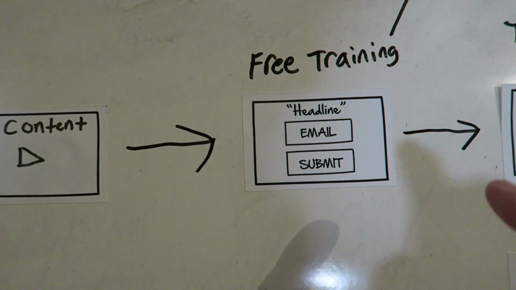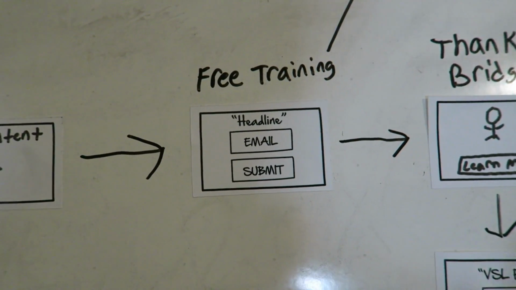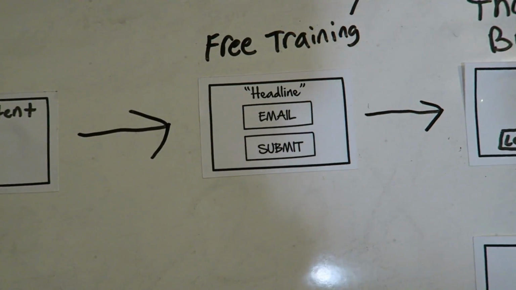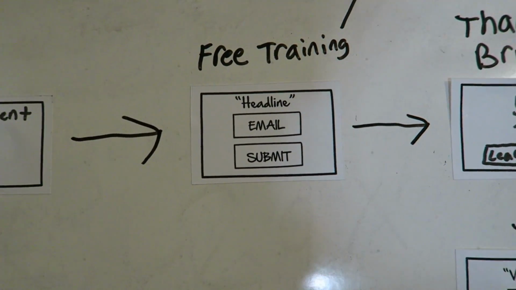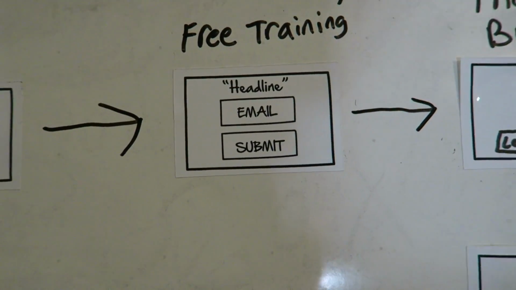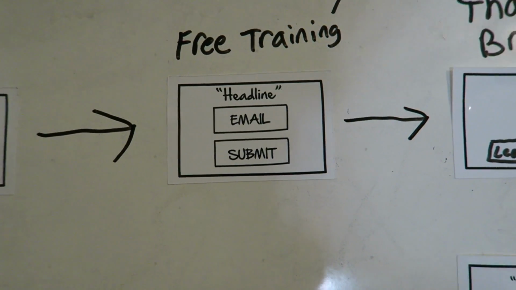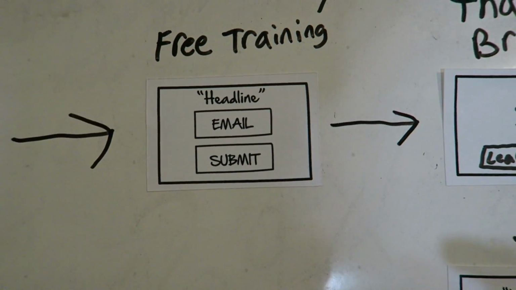So you see right here, the free training. Basically, this is a free giveaway. We can give away an ebook, we can give away a video course, we can give away a video training. It doesn't really matter. The whole point is to give away something of extreme value, to build rapport, build that relationship with that person, and get them wanting to buy our thing, aka the affiliate product.